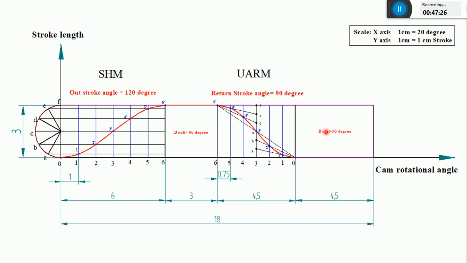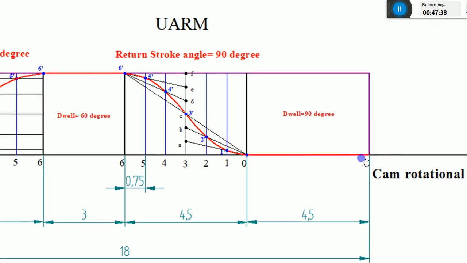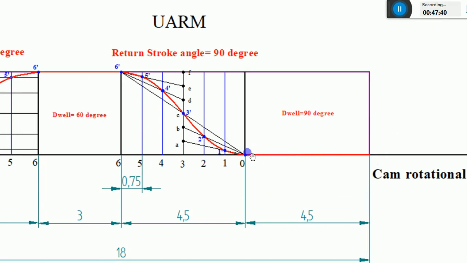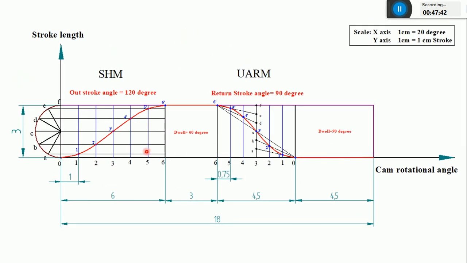After that, for the next 90 degrees, there is no movement of the follower. It is given that the follower is at rest for the next 90 degrees. It means the curve will again be flat. You can zoom this area. So again the curve is flat. This completes the displacement diagram for the outstroke as well as the return stroke angle.